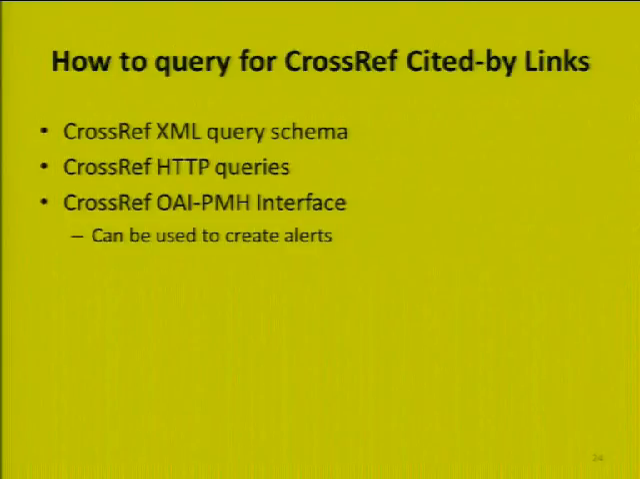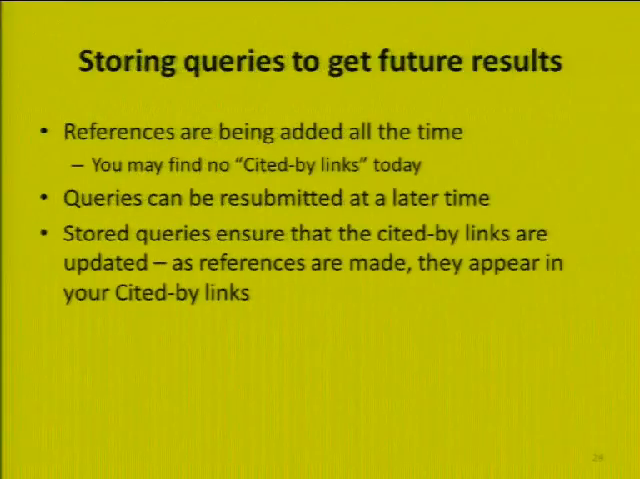So how you query for it: you can use the CrossRef XML schema and deposit a query with CrossRef. You can also use HTTP queries, and there's an OAI-PMH interface that can be used to create alerts for you. But most importantly, there is a help form about this on the CrossRef site. You can also store queries. So you can query CrossRef and say who is citing this article, this DOI. But because citations grow with time, you want to keep querying. So when you make the query, when you've submitted it, you can apply for a stored query that will ensure that you're informed whenever anybody actually references one of your works. So this will grow with time.